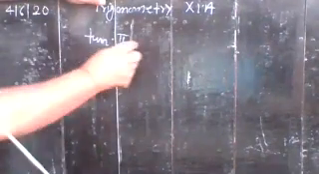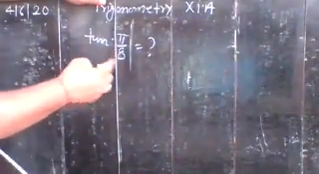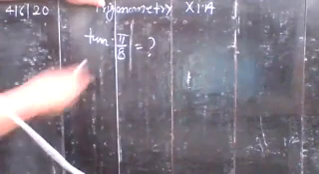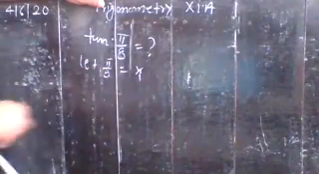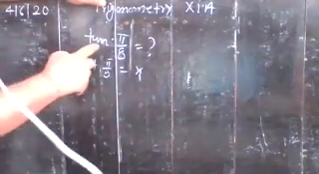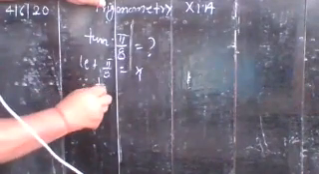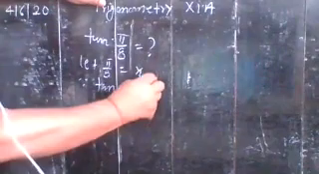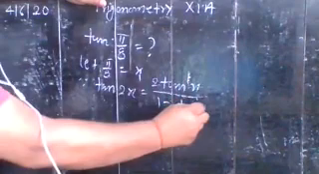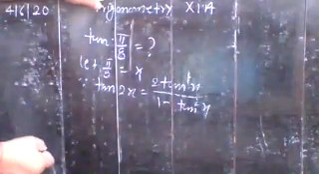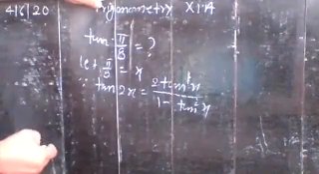Your first method: here you have to find the value of tan pi by 8. First assume, let pi by 8 be equal to x. So just write: let pi by 8 is equal to x. So here you have tan x. Understand? And you know the identity tan 2x is equal to 2 tan x upon 1 minus tan square x. You well know this identity.